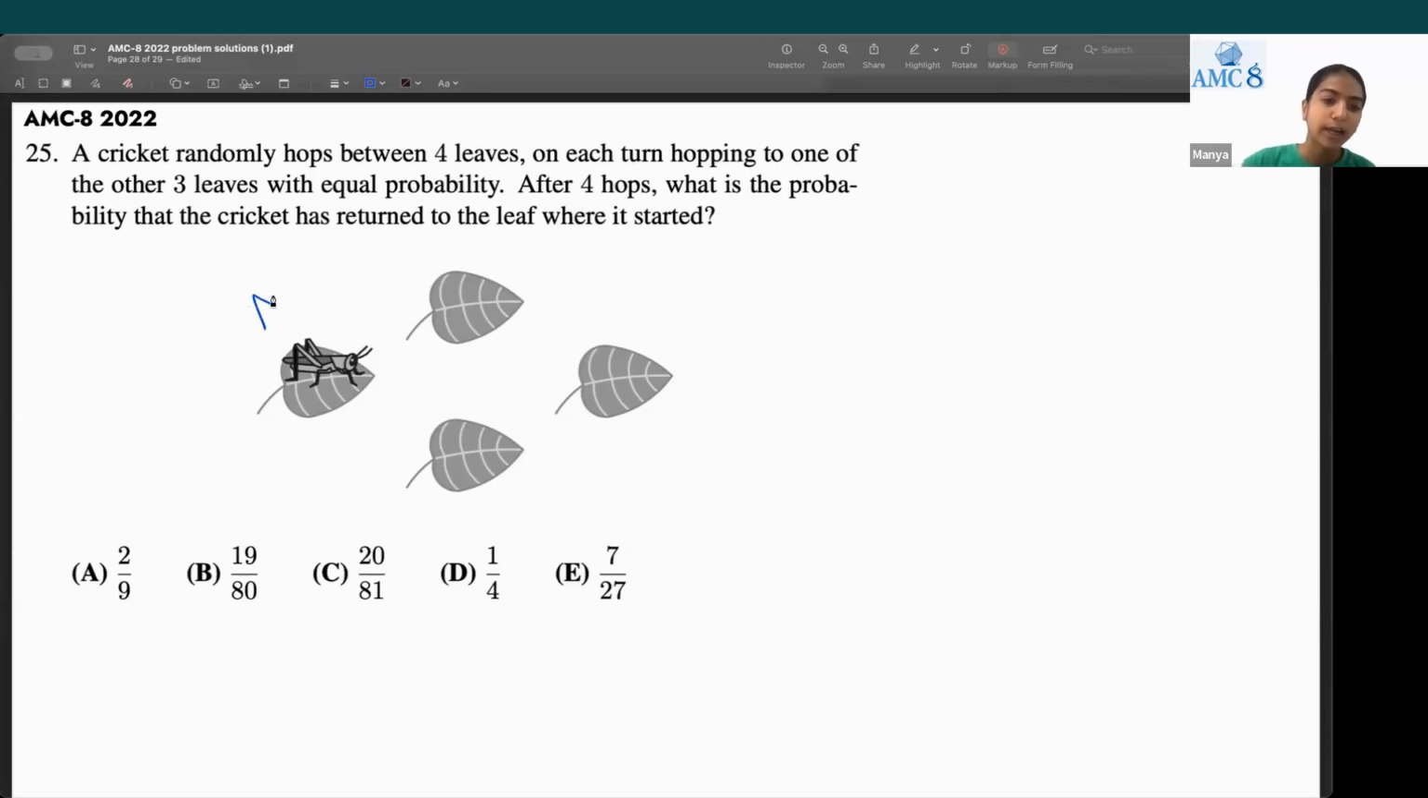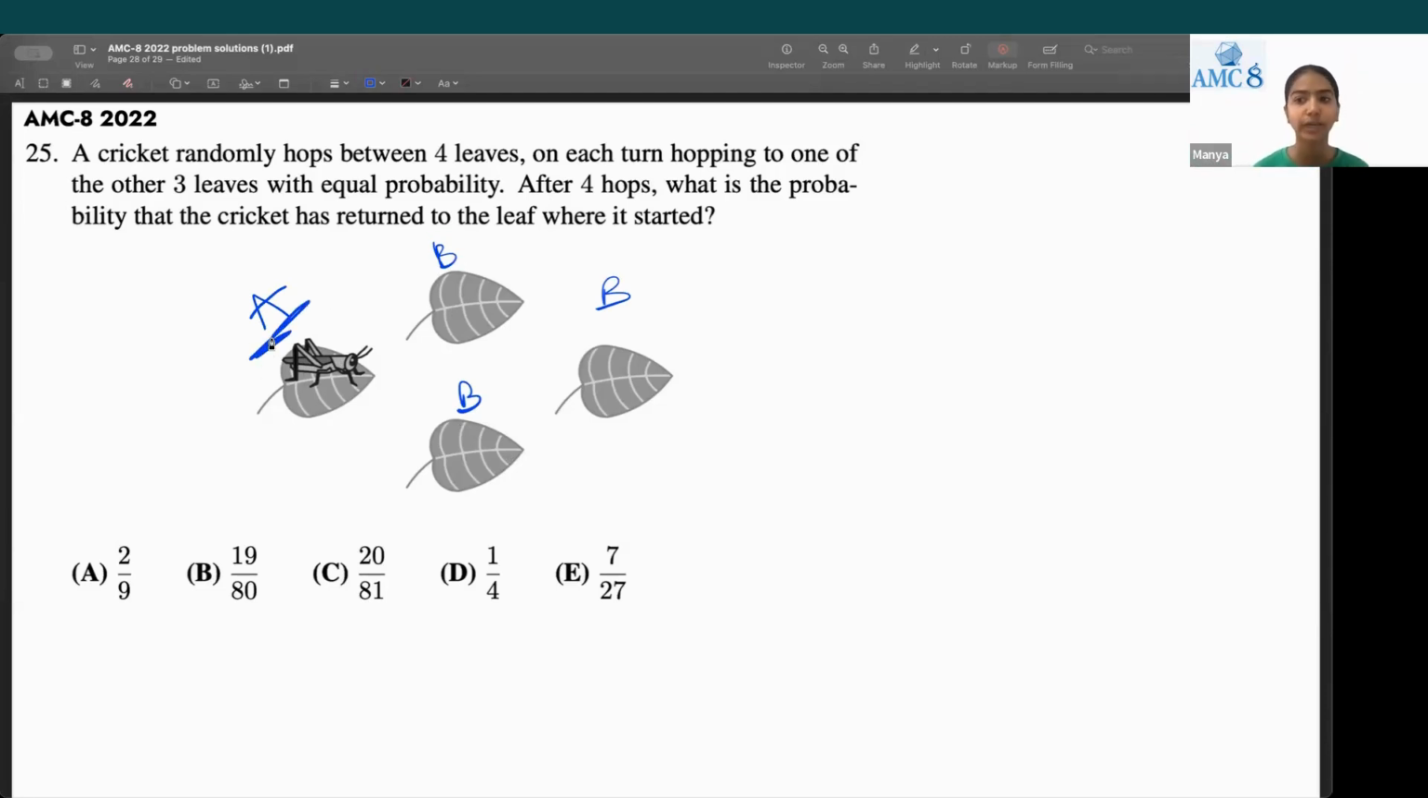So this is a special kind of leaf because it is the leaf where the cricket started. And this can be A, B, B, B. These 3 are B because they are not the leaf where the cricket started. The cricket has equal probability of hopping to each, and we want to find the probability of going back to the leaf where it started from. And so this is the cricket.